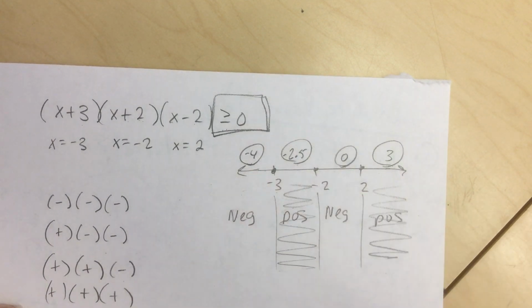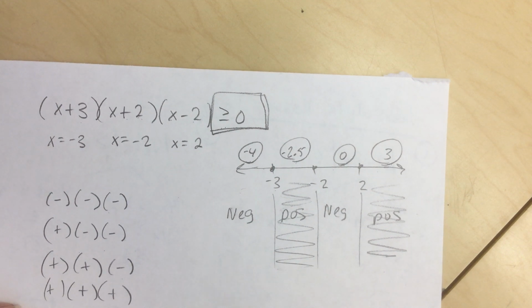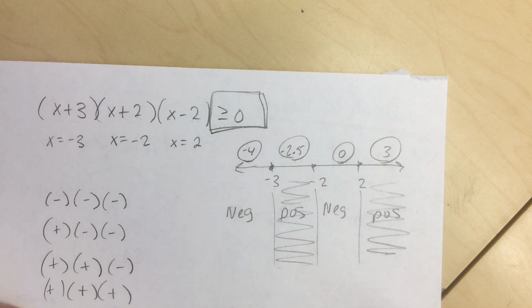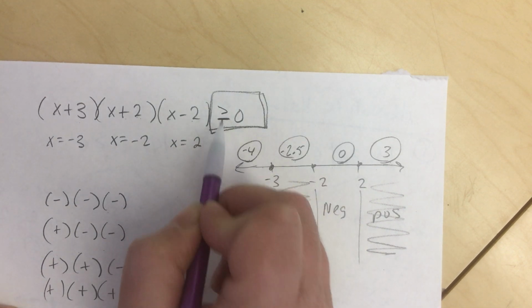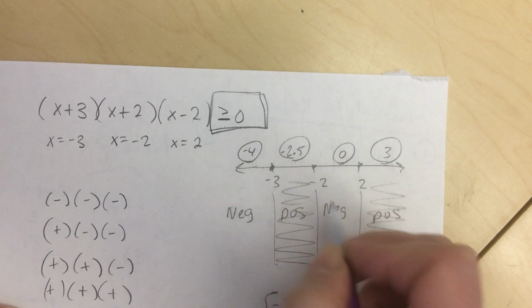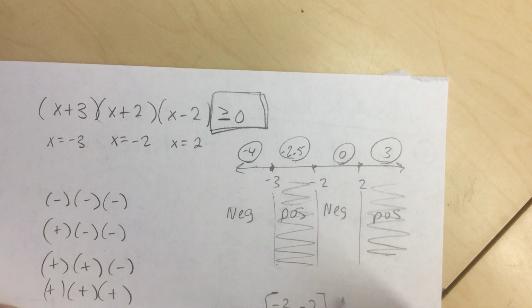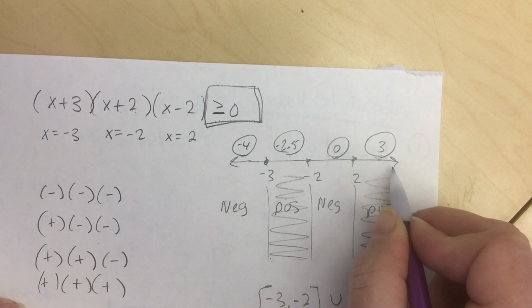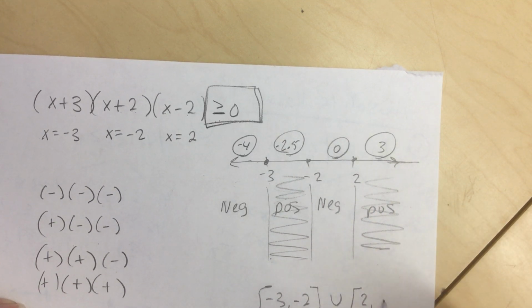So then if you use interval notation, it's pretty easy to write it. Am I going to be using brackets or parentheses? Brackets, because I have a line there. It's greater than or equal to. So I'm going to start here, which is at -3. And I'm going to go to this line, which is -2, and then union, because I'm going to connect it to my next answer, and it starts at positive 2, and the arrow goes to infinity.